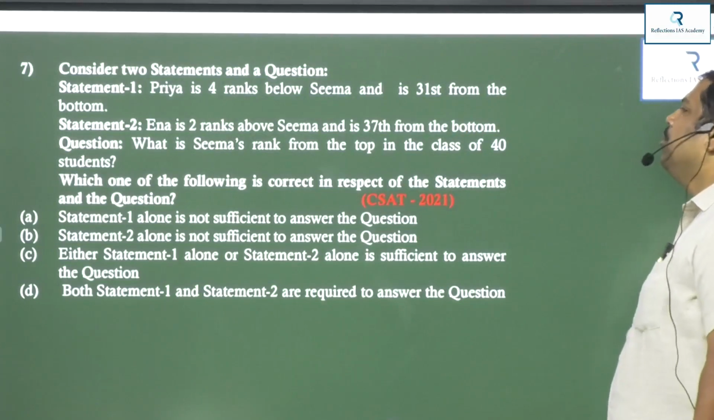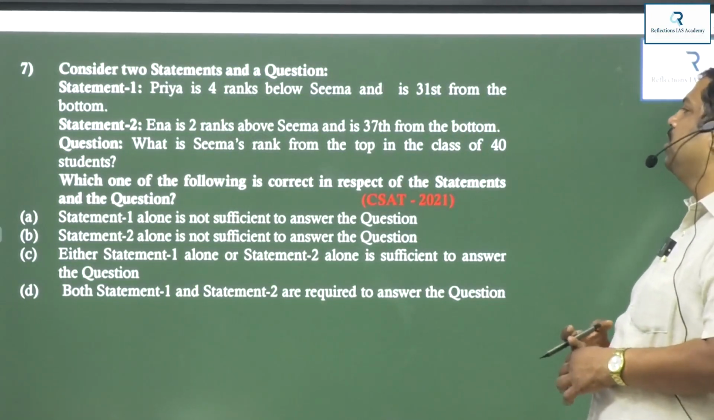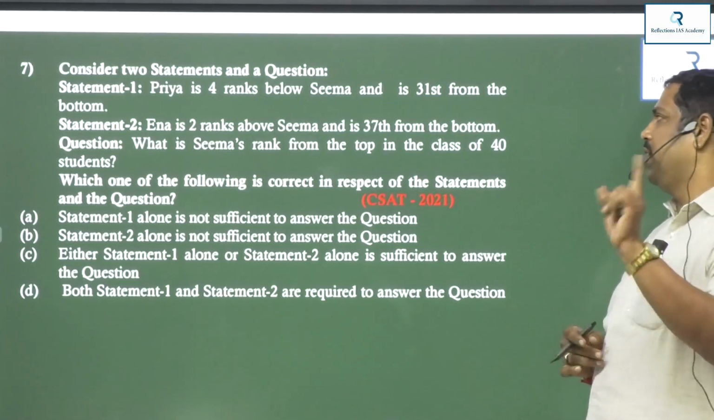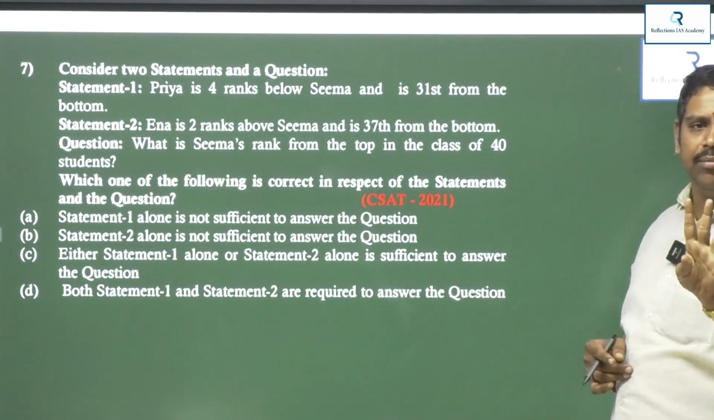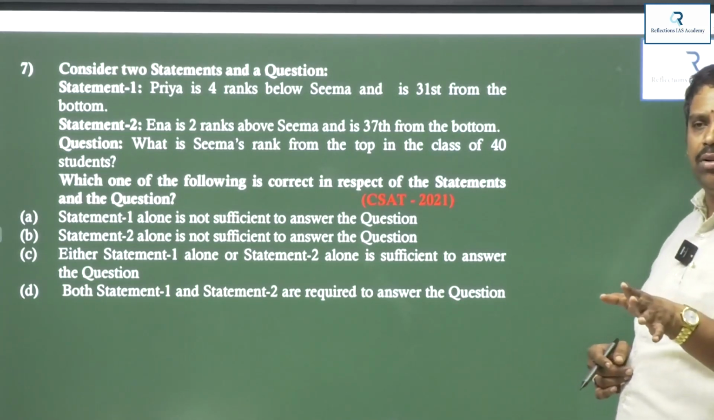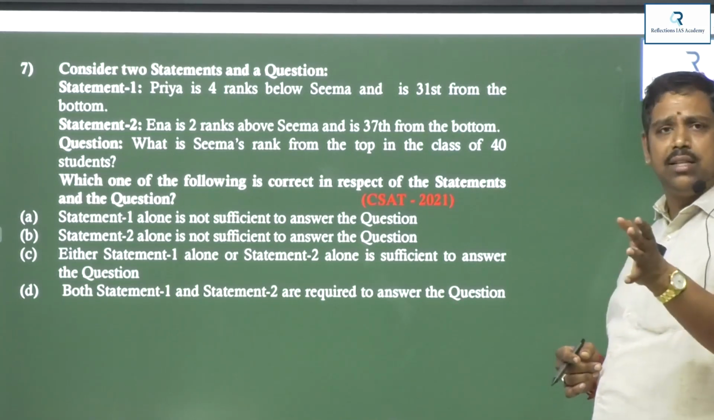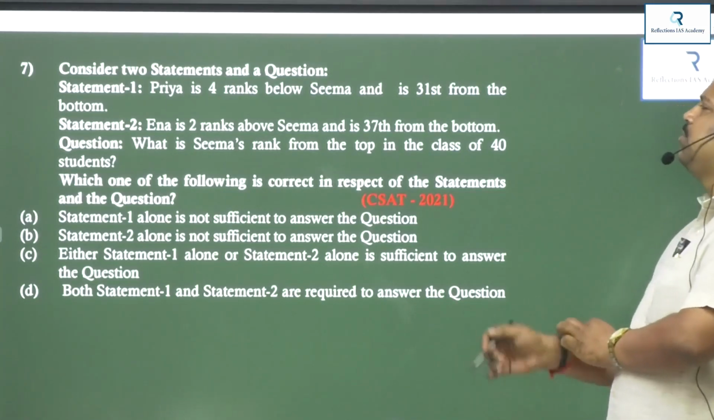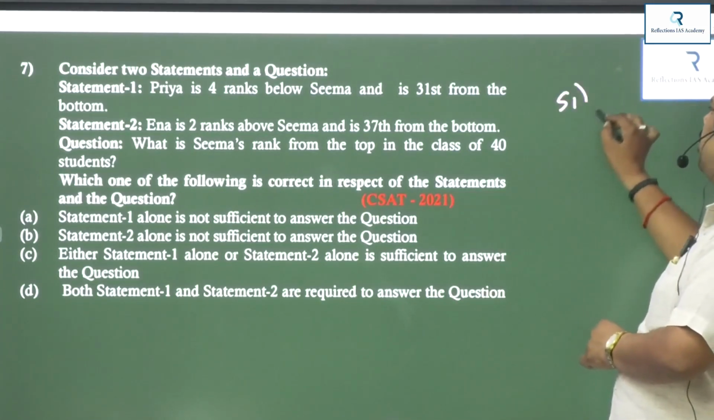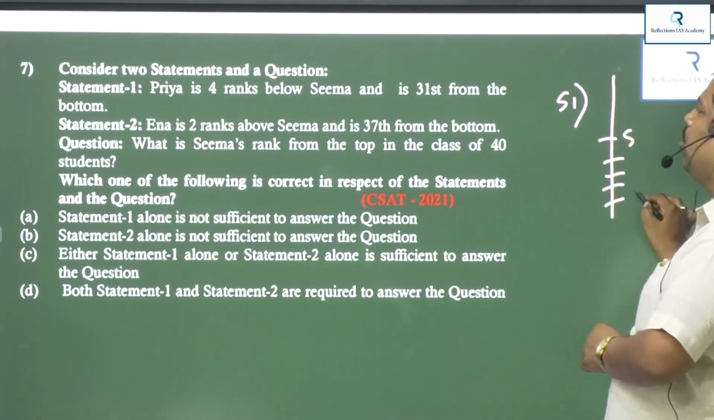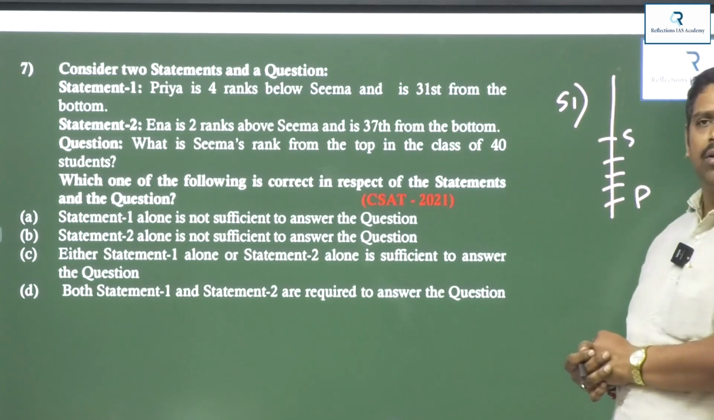Okay. Priya is, go to the question. What is Seema's rank from the top in the class of 40 students? Point 1. Total strength of the class is 40. You want whose rank? Seema. Not Rayalaseema, just Seema. Okay, good. Priya is 4 ranks below Seema. Statement 1 I am going. Okay, Priya is 4 ranks below Seema. Yes or no?